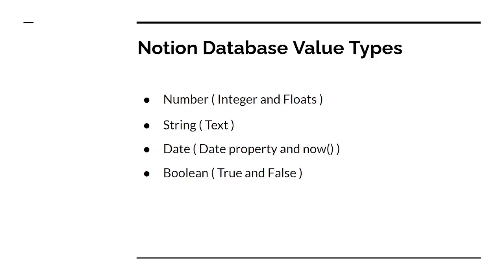Boolean is either true or false. I'm going to introduce Boolean as well. Understand these things: one is number, two is string, three is date, four is Boolean values. Those are Notion's database value types.